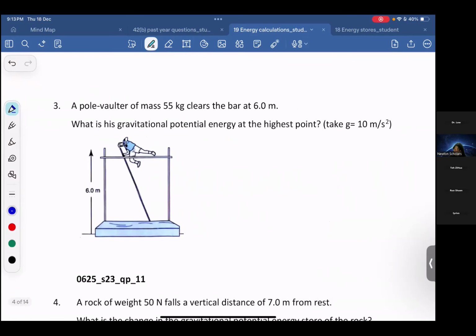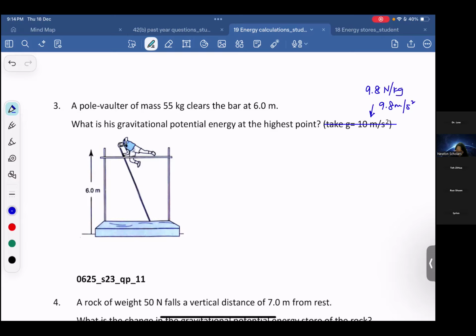Okay, question number 3. Don't take g as 10. Take g as 10 is for the old syllabus. We were using 10, but starting from 2023, we are using 9.8. So we are still using 9.8. Okay, we are using 9.8 Newton per kg, or actually 9.8 meter per second square. Doesn't matter.